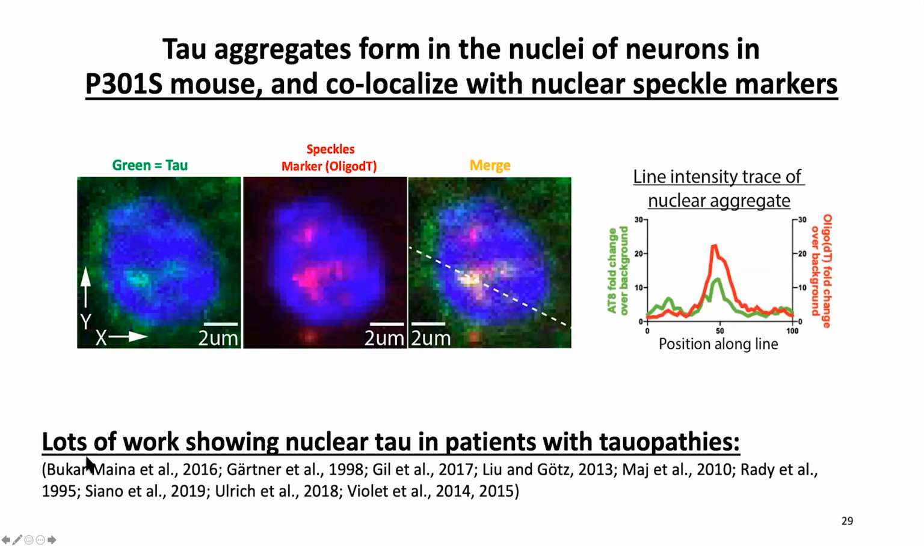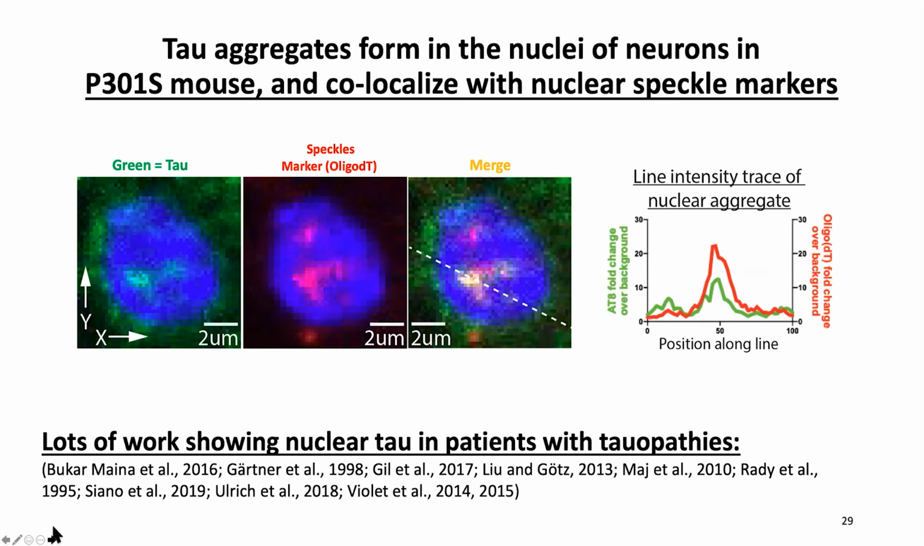And there's lots of papers now showing that there's nuclear tau aggregates in patients who have these tauopathy diseases. This is actually not studied very much because the vast majority of the tau protein is out in the cytoplasm, but these nuclear tau aggregates could be very important in the disease process.